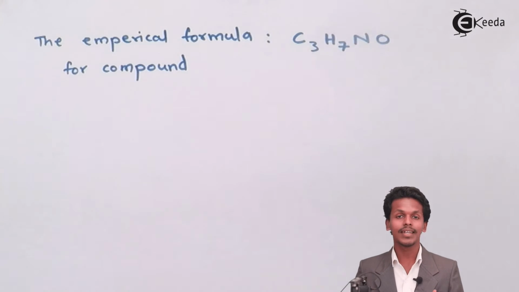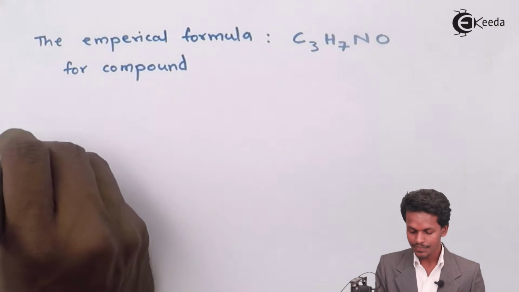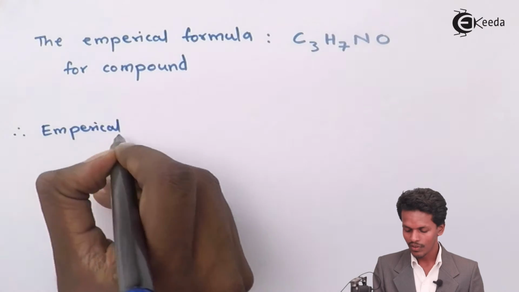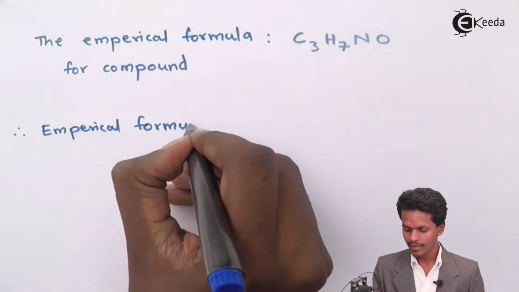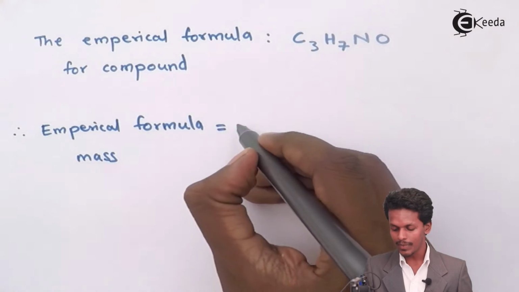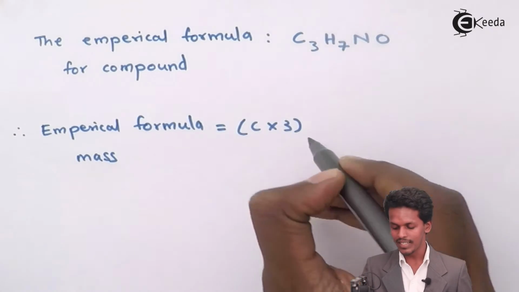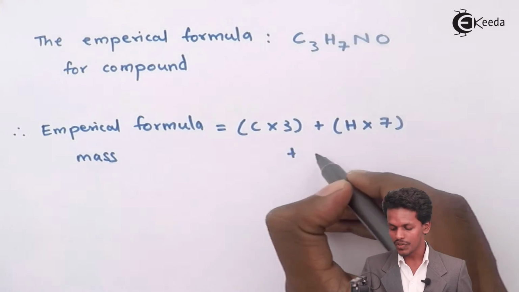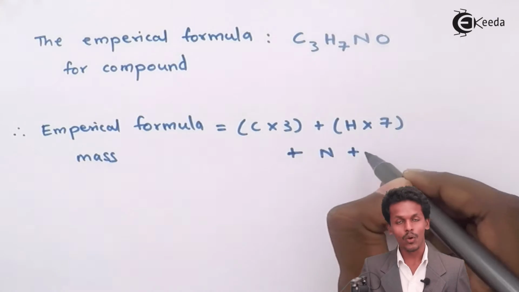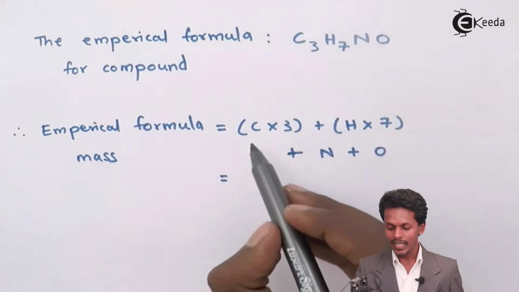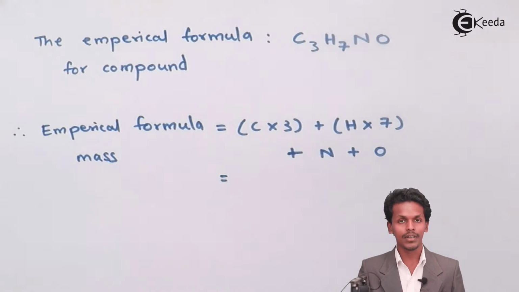And how can we calculate it? It is very easy. The next thing is the empirical formula mass. Carbon is present 3 times, hydrogen 7 times, nitrogen 1 time, and oxygen 1 time. So I am going to multiply by the atomic mass of each and every element.